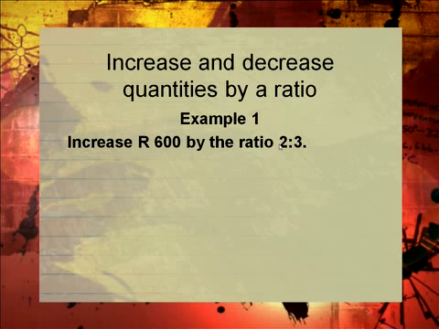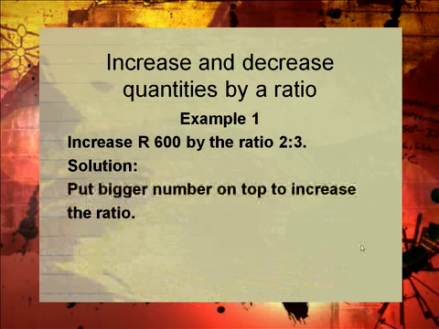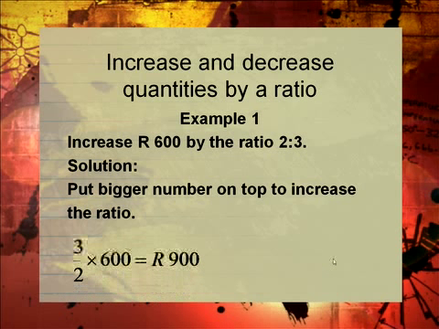To increase, guys, you look at your ratio, 2:3. Then you put the bigger number on top, then you're increasing. To decrease, you put the smaller number on top. Now we're increasing, so I must put the bigger number on top. That is how we increase or decrease by the ratio. Let's have a look. Bigger number on top to increase, and then we have 3/2 times 600. Then you put this on a calculator, or you just do your manual calculations, and then you get 900.